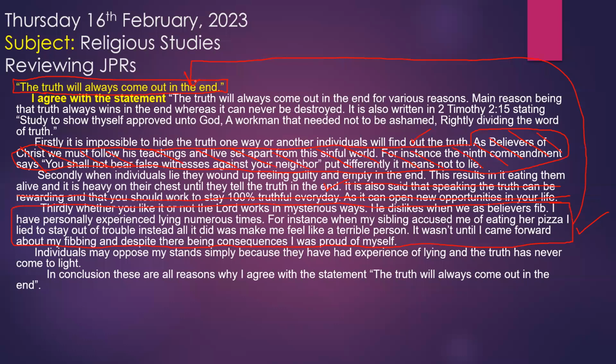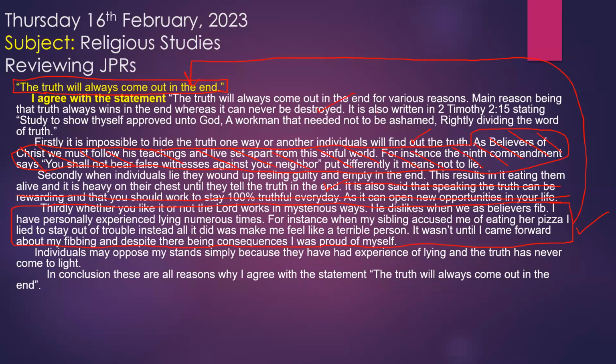All right, and I felt that you would stay on track, and then you would go off track, and you would stay on track, and you go off track again. So it was a battle with you. And then here you said the truth will always come out in the end for various reasons. Main reasons being the truth always wins in the end, whereas it can never be destroyed. Okay, I can live with that. But then the supporting passage you gave doesn't correlate with that specific fact.